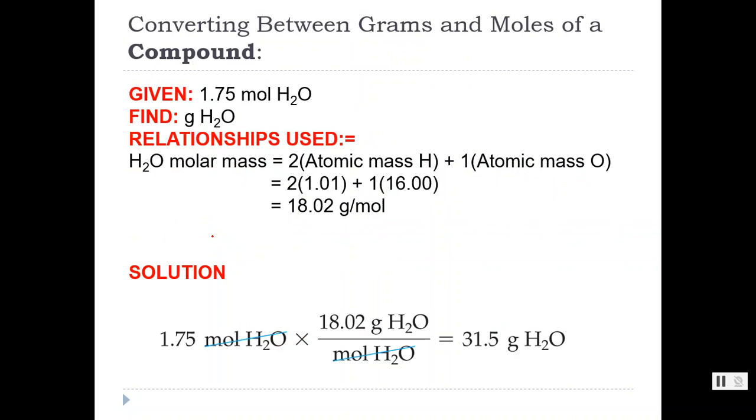So molar mass is used when going between grams and moles of a compound. In this example, I had 1.75 moles of water. I needed to get to grams of water. The only way to go from moles to grams or grams to moles is the molar mass of that substance, which for water is 18.02, shown calculated here. That molar mass is written appropriately so that my mole units cancel. I'm left with grams in the numerator. And then doing that multiplication gives me 31.5 grams of water.